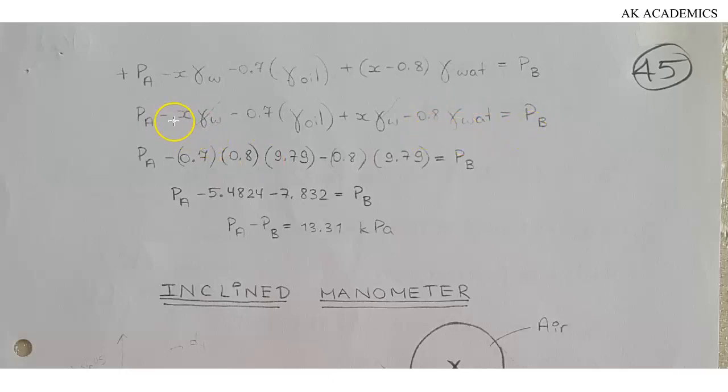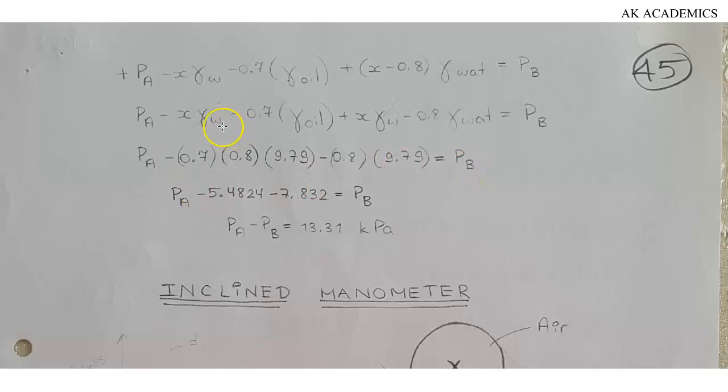Because this has a negative sign and this has a positive sign, they will cancel out. And you're going to be left with 0.7 multiplied by specific weight of oil. And specific weight of oil will be equal to specific gravity of oil multiplied by specific weight of water. And that's what we have here. This is specific gravity of oil. This is specific weight of water. And that represents specific weight of oil. Multiplied by 0.7. Then minus 0.8 multiplied by specific weight of water, you put that in here, you equate everything to PB.